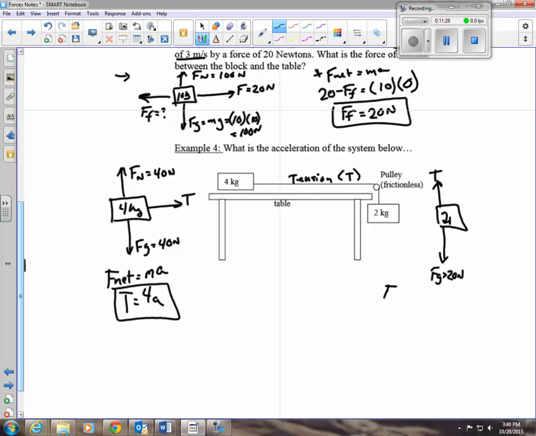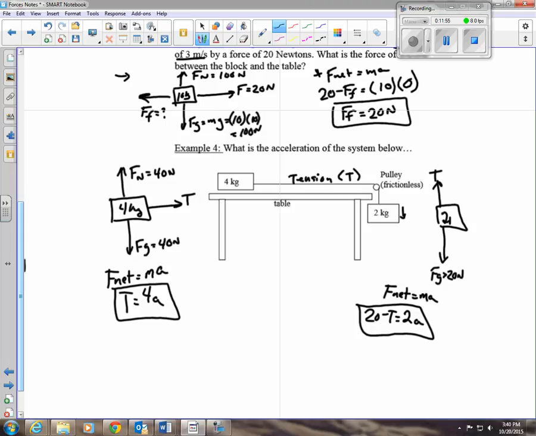And I do my F-net equation for that one. So they're in opposite directions, so I'm going to subtract. And here's a trick. I'm not going to say it's 20 minus T or T minus 20. If I think about it, that block is going to go down. So the 20 is going to win. So the 20 is going to be bigger than the T, so I'm going to do 20 minus T. Put the mass of that block in as 2, and then times A.